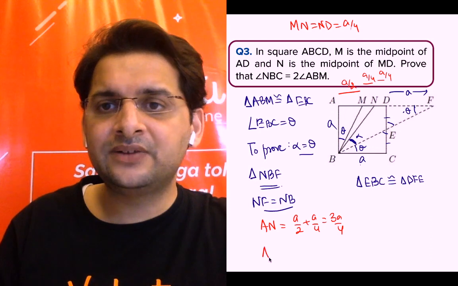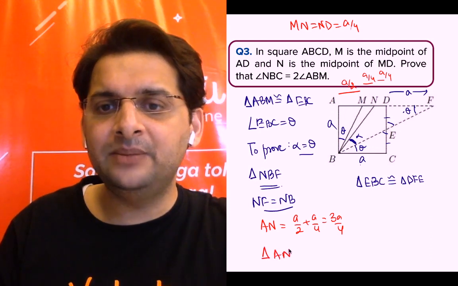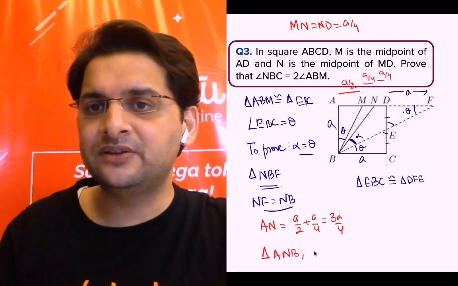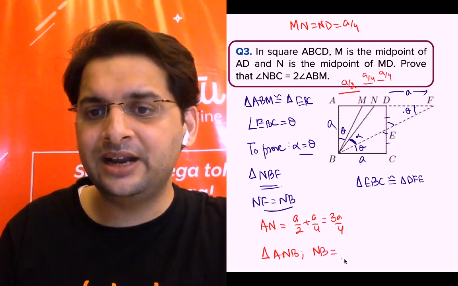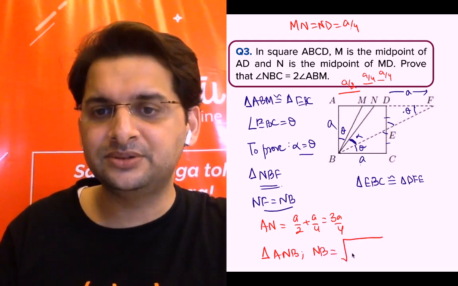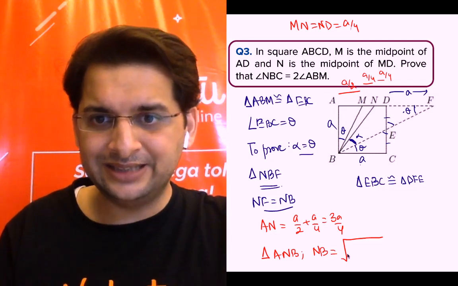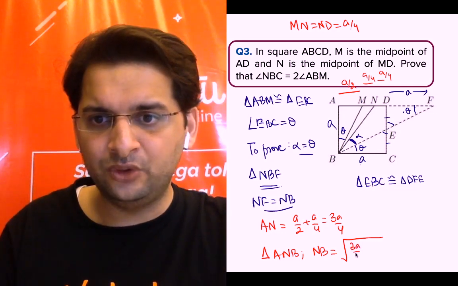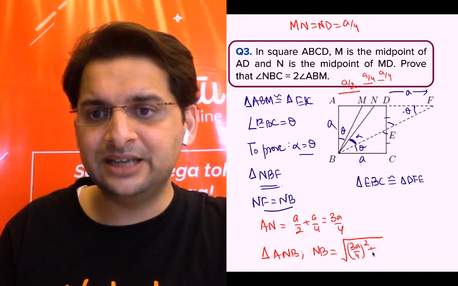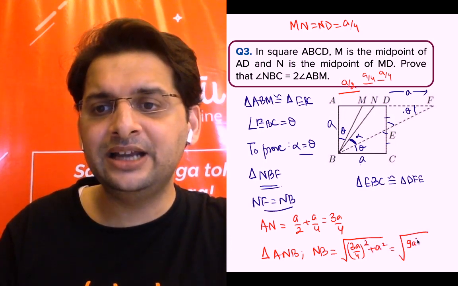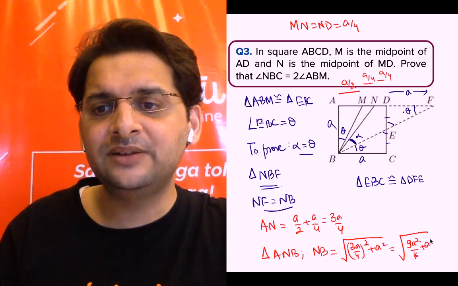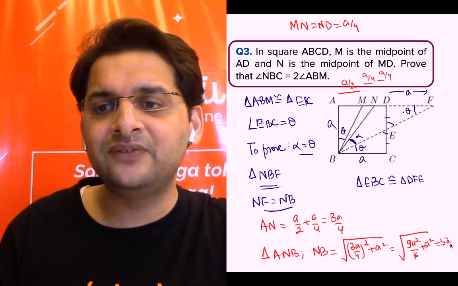Now, if you consider triangle ANB, can I say this is a right angle triangle? So, NB, if I try to find this by Pythagoras theorem, so NB ka square is AN ka square, which is 3a by 4 whole square plus a square. So if I see this is 9a square by 16 plus a square, and this comes out to be 5a by 4.